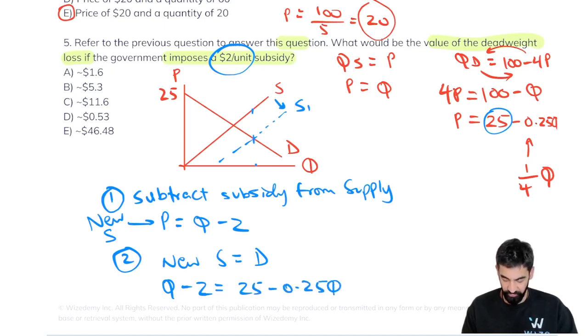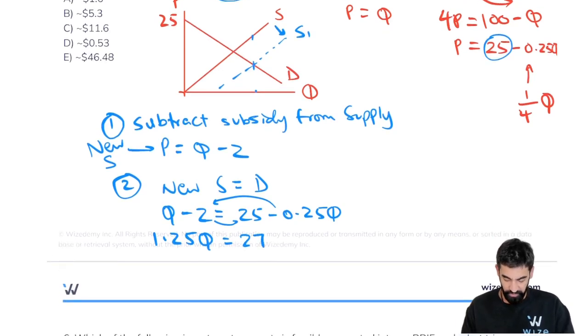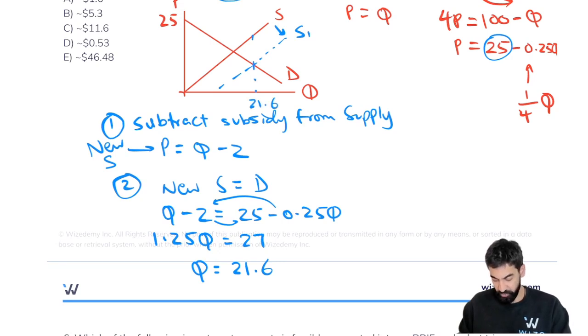And now you can try solving for the Q. So if I take the negative 0.25Q to the left, you're going to get Q plus 0.25Q, which is the same thing as saying 1.25Q. Because that's 1Q plus 0.25Q, that's 1.25Q. And bring the negative 2 to the right, it's going to become 25 plus 2, which is 27. And then you're going to get Q equals 27 divided by 1.25, which will give me a quantity of 21.6. So that's the new quantity up here, 21.6.